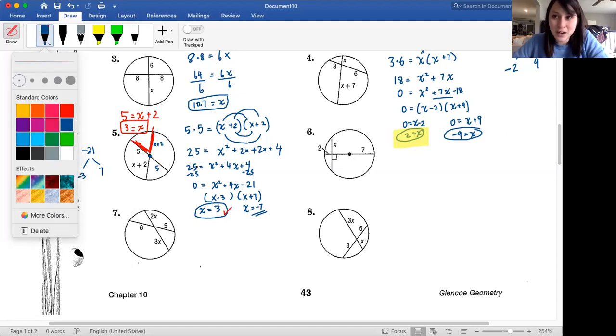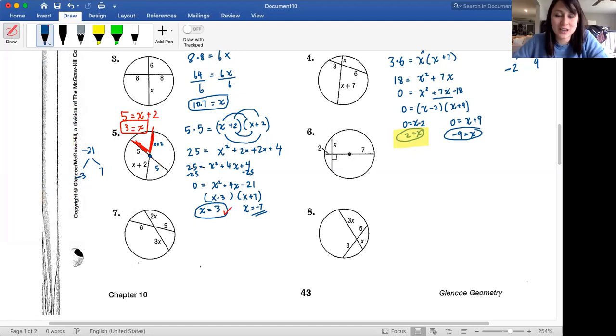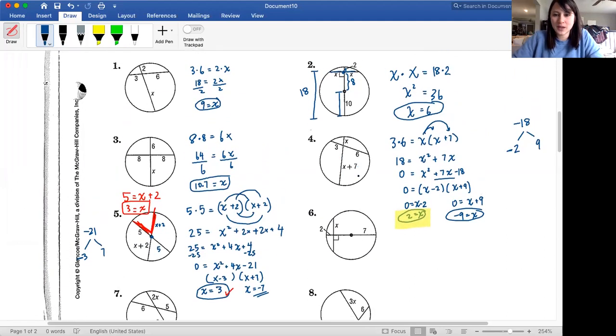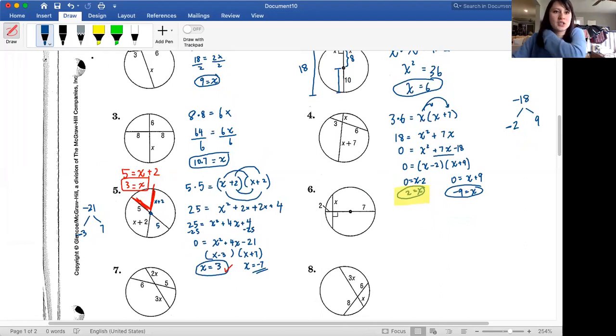But after I factored, I realized that I just did way too much work when all radii are congruent within the same circle. So I really could say 5 equals x plus 2 and work that out. So let's take a look at number 6. It's very similar to number 2 like we did up there. I'm going to just erase some of this stuff so I have some more room.